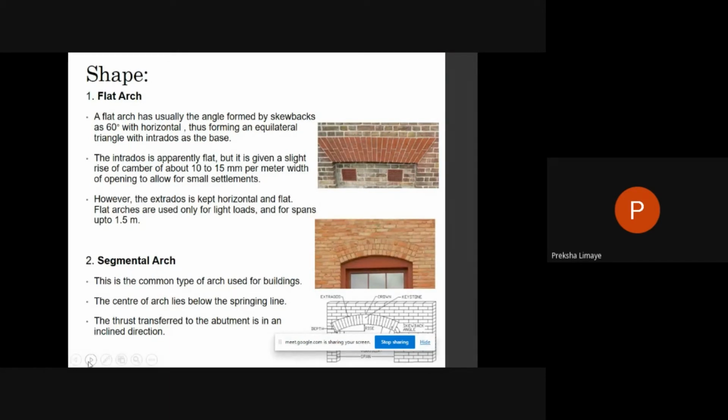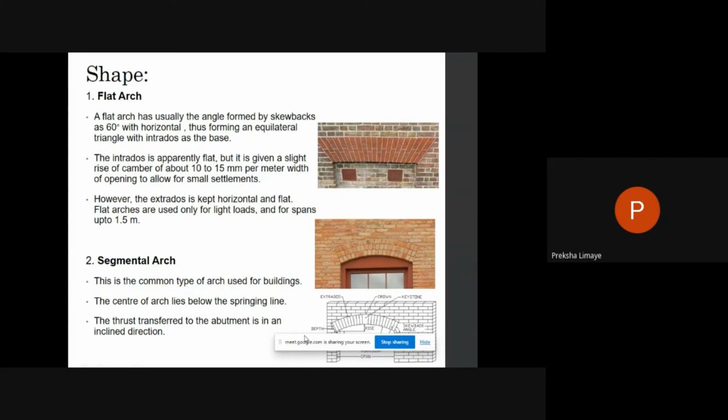A flat arch usually has the angle formed by the skew backs as 60 degrees with the horizontal, thus forming an equilateral triangle with the intrados as base. The intrados is apparently flat, but gives a slight rise or camber of about 10 to 15 mm per meter width of an opening to allow for small settlements. However, the intrados is kept horizontal and flat. Flat arches are used only for light loads and for spans up to 1.5 meters.